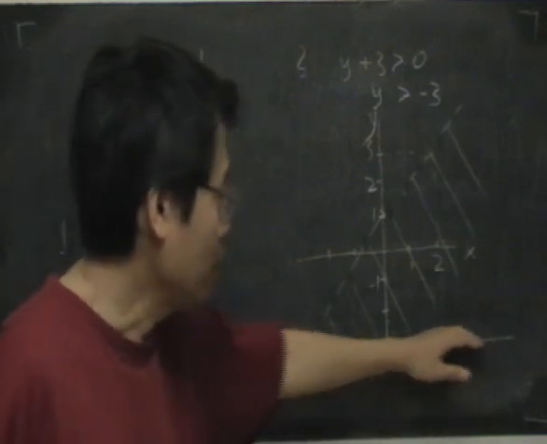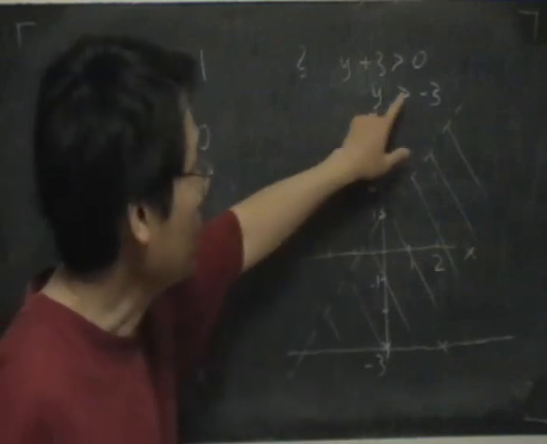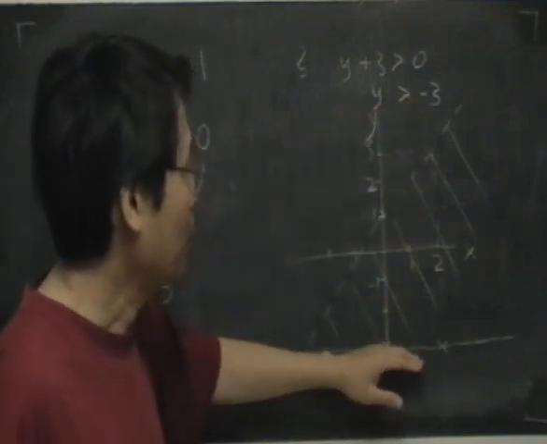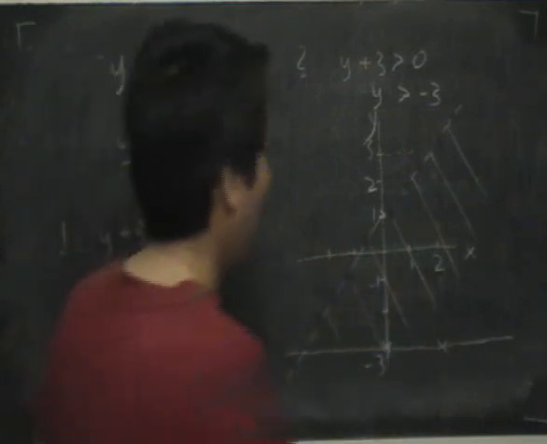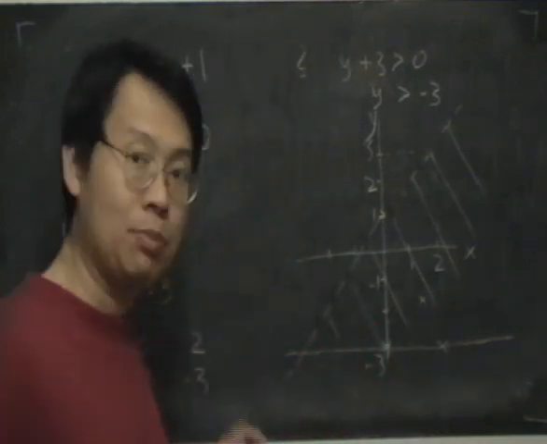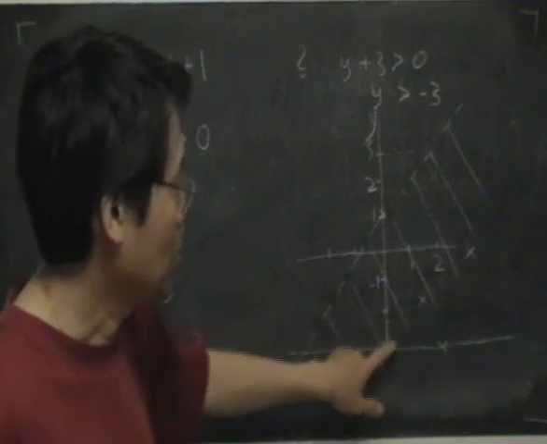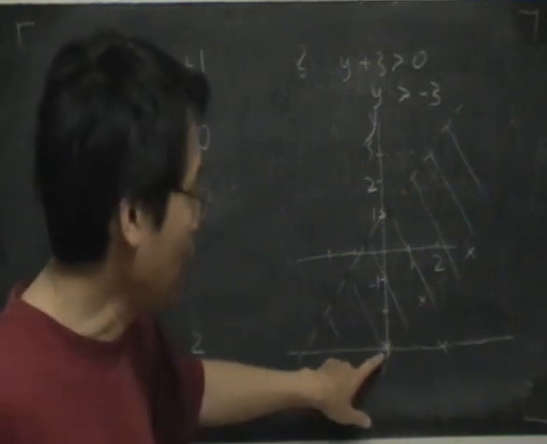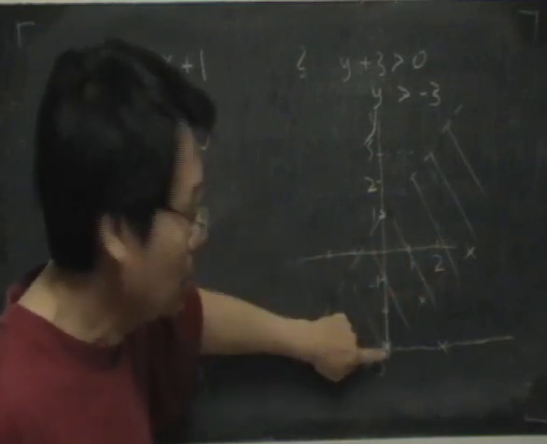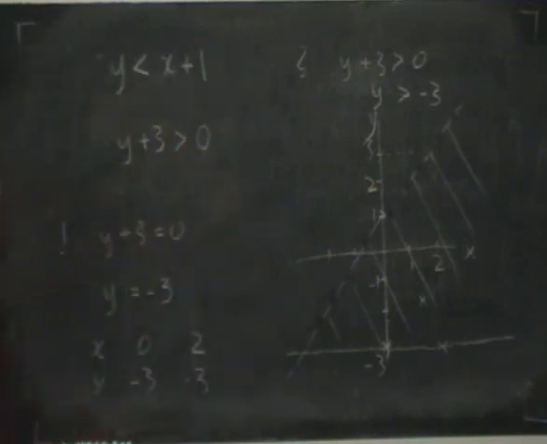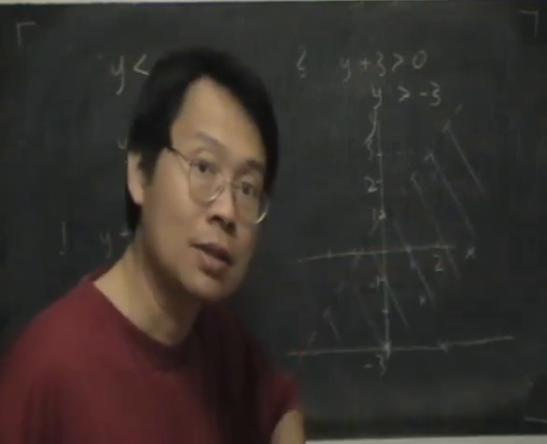Now if I look at this line, any point on that line will have y equal to minus 3. So y greater than minus 3 means that it must be a point that is above the line. So if I pick any point above the line, that point has a y that is greater than minus 3. That's quite obvious because minus 3 is there and the point is up there. So the y value of that point has to be higher than minus 3. Okay, and that's true for any point that is above the line.